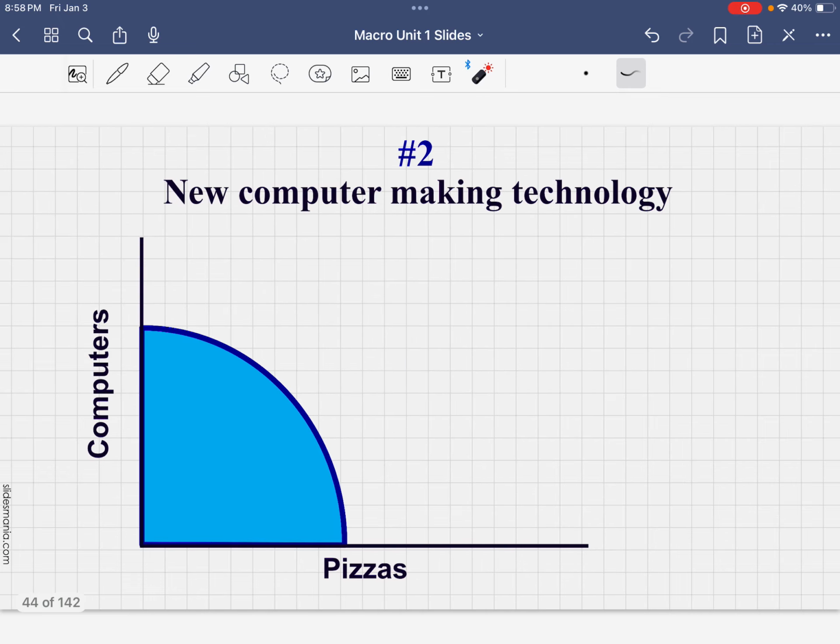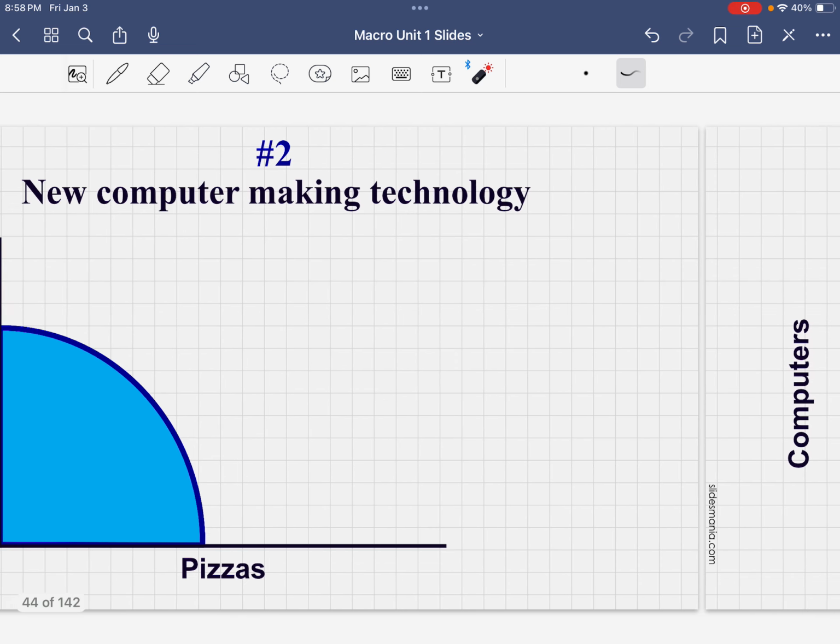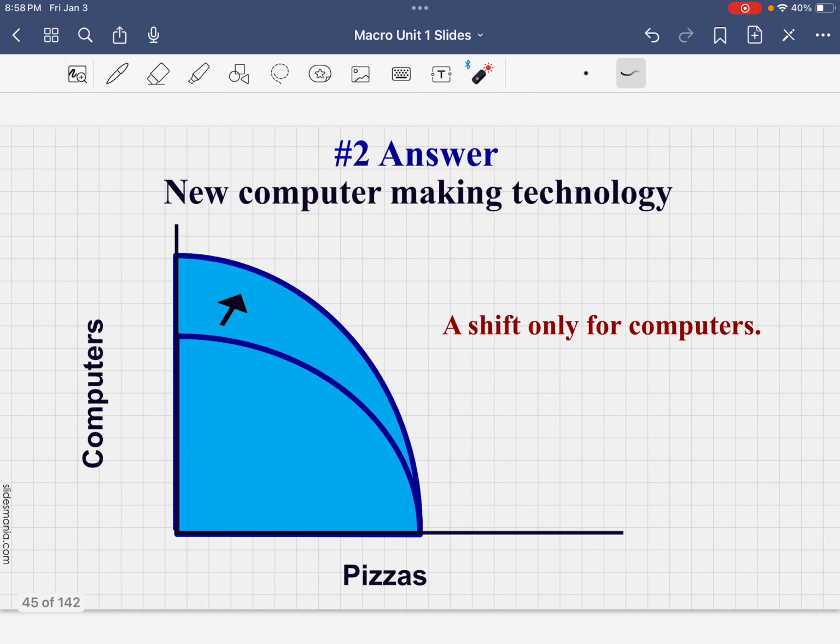Okay, moving forward. Number 2, new computer making technology. Hopefully you catch my drift here. It's going to be the opposite. The shift was only for computers because the resources used to make computers are so different from pizza. So we're going to increase the production possibilities of computers, but not pizza.